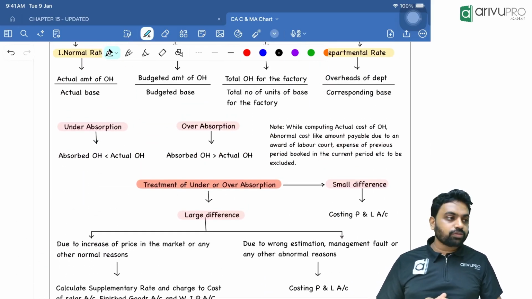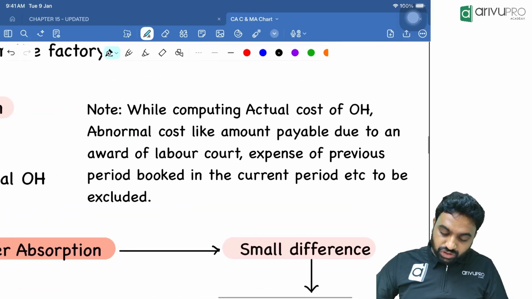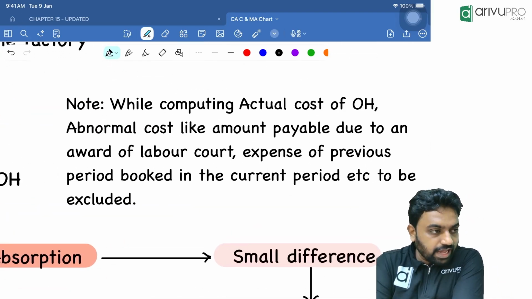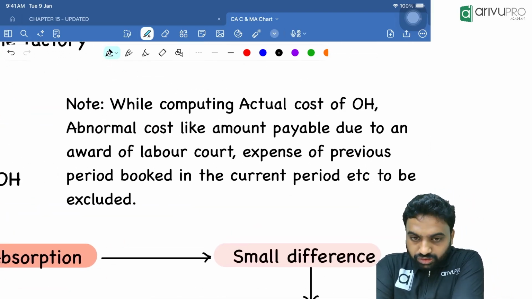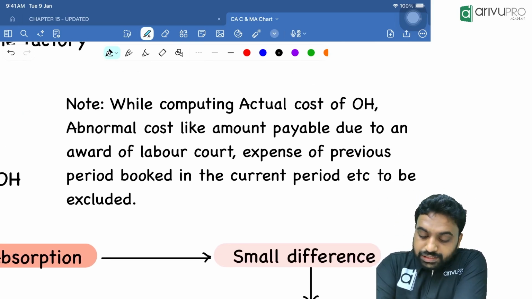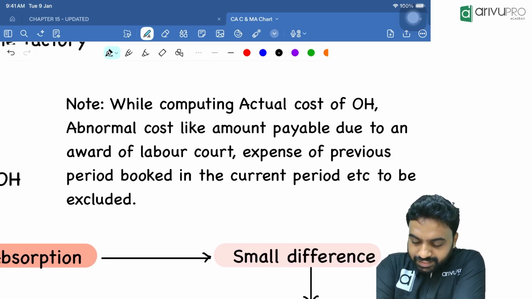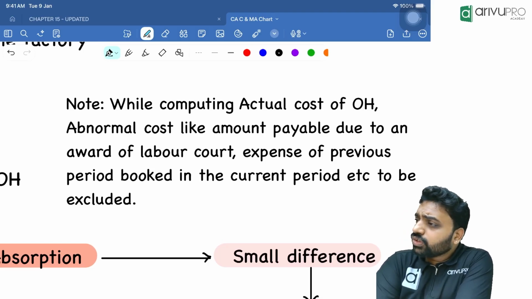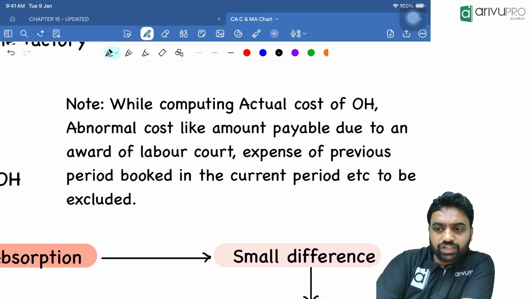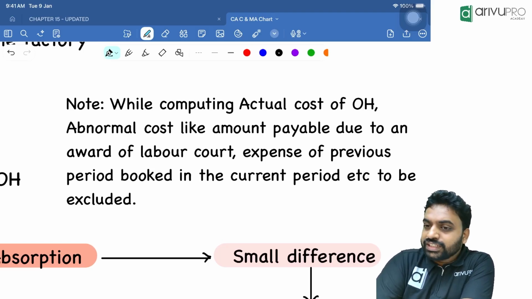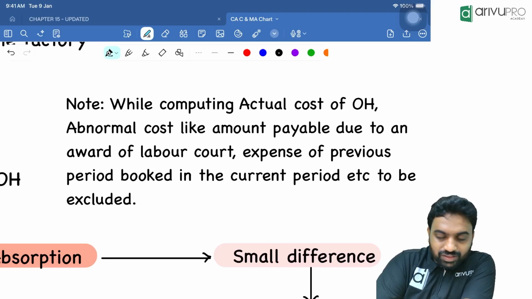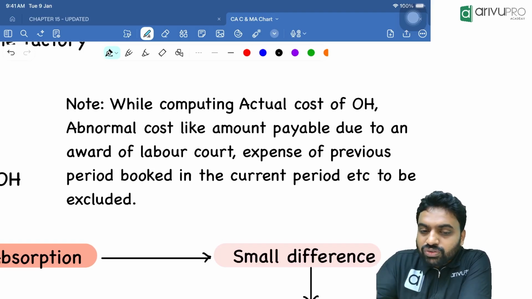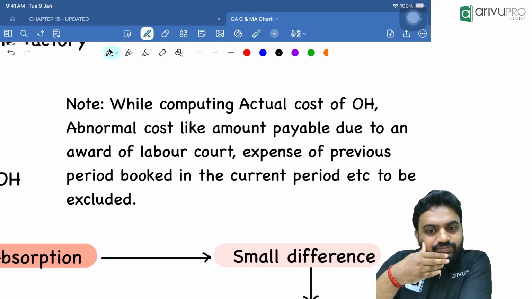And one more thing you have to remember: while computing actual cost of overhead, abnormal costs like amount payable due to an award of the labor court, that is, judgment of the labor court, expense of previous period booked during the current period, obsolescence, etc., should not be taken in the actual at all. For example, I told 12 lakh, right? In the 12 lakh, let's assume 50,000 is due to obsolescence. Guys, that means for comparison, the amount you should take is only 11 lakh 50,000.